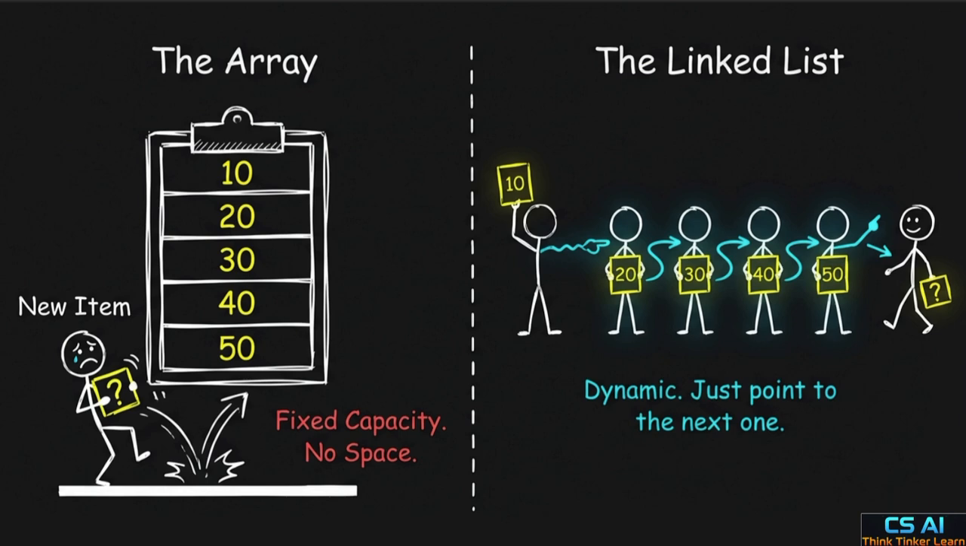On the left, the array is like a fixed capacity bookshelf. You have number slots and you can easily access any item, like item 10 directly. But if you have a new item and the shelf is full, you're stuck. It has fixed capacity and no space. You'd have to have a completely new, larger bookshelf and move everything over. On the right, the linked list is dynamic. Imagine a chain of people, each holding a piece of data and pointing to the next person. If you want to add a new item, you simply introduce a new person into the chain and just point to the next one. This dynamic nature gives linked lists immense flexibility that arrays lack.